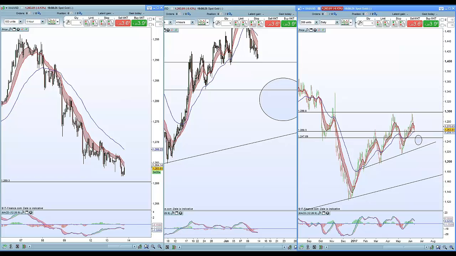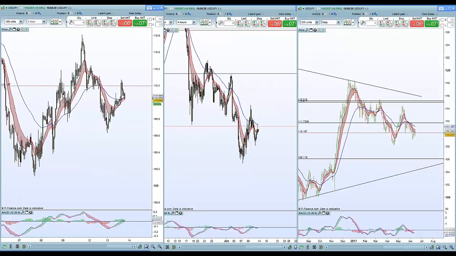Oh, okay, some FX pairs are coming up. Dollar Yen, is it? Okay, let's see what Dollar Yen looks like.